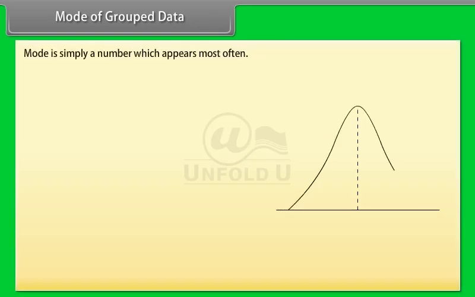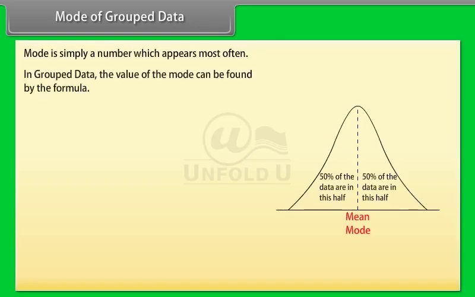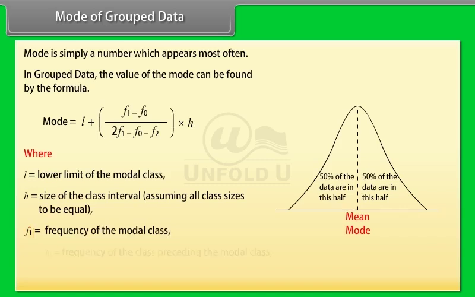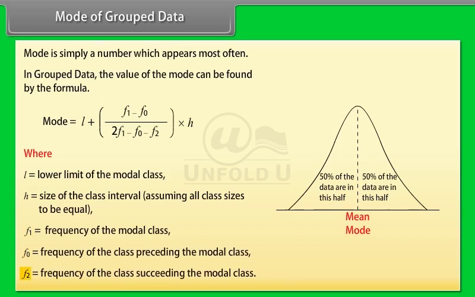Mode of grouped data. Mode is simply a number which appears most often. In grouped data, the value of the mode can be found by the formula as given below. L plus f1 minus f0, that is divided by 2f1 minus f0 minus f2 multiplied by h, where L is equal to lower limit of the modal class, h is equal to size of the class interval, assuming all class sizes to be equal. f1 equals frequency of the modal class, f0 is equal to frequency of the class preceding the modal class, f2 is equal to frequency of the class succeeding the modal class.